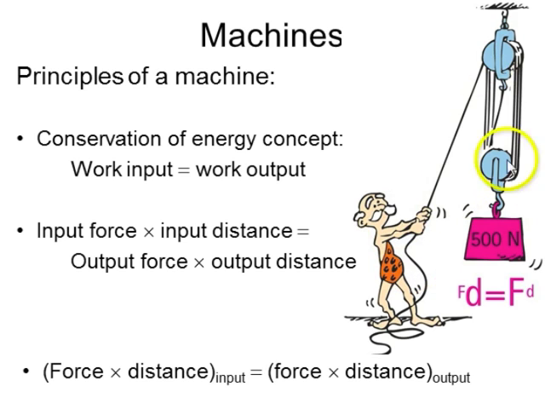Here's an example of a big pulley system. This weak man is pulling with some small force, but he's pulling a whole lot of string some large distance. Meanwhile, this 500 newton, very heavy mass is going up some small distance, but it takes a very large force to raise it that small distance. And so these are equal.